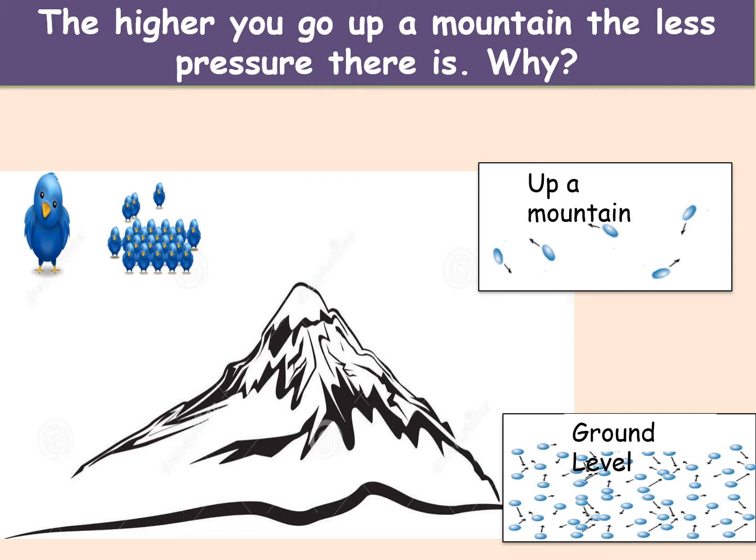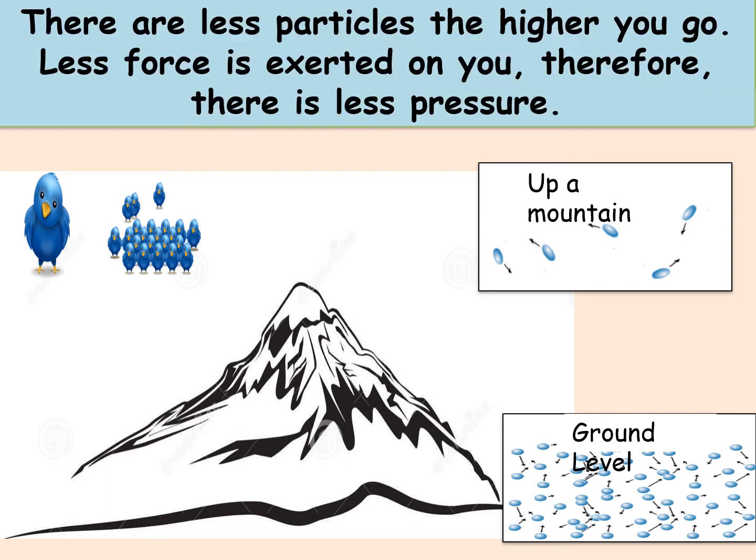So this is the first thing that affects air pressure, the number of particles. At ground level, we would expect a normal amount, whereas up a mountain, a very small amount. If we were to go under the water, deep under the sea, then there would be even greater pressure. So fewer particles the higher you go, less force is exerted on you, therefore there is less pressure.